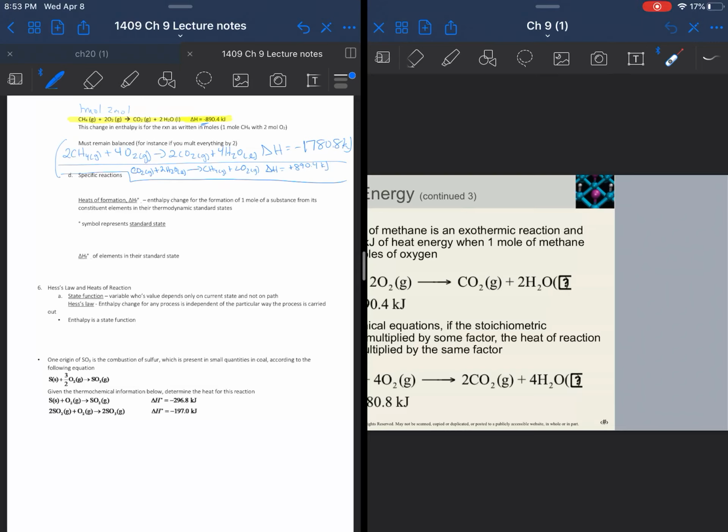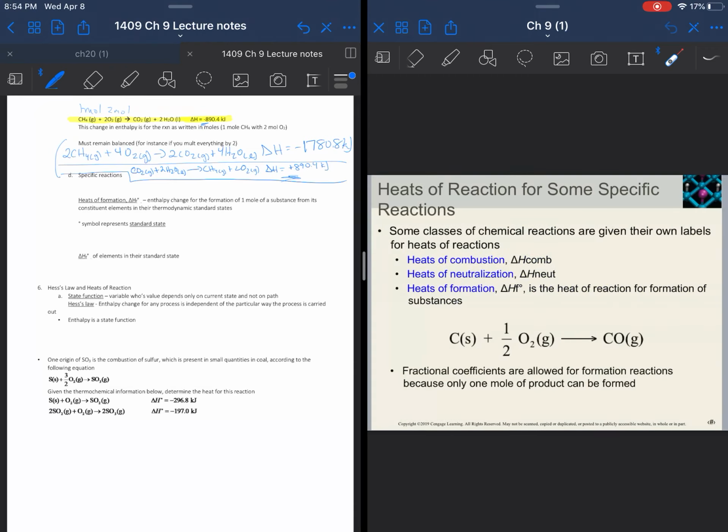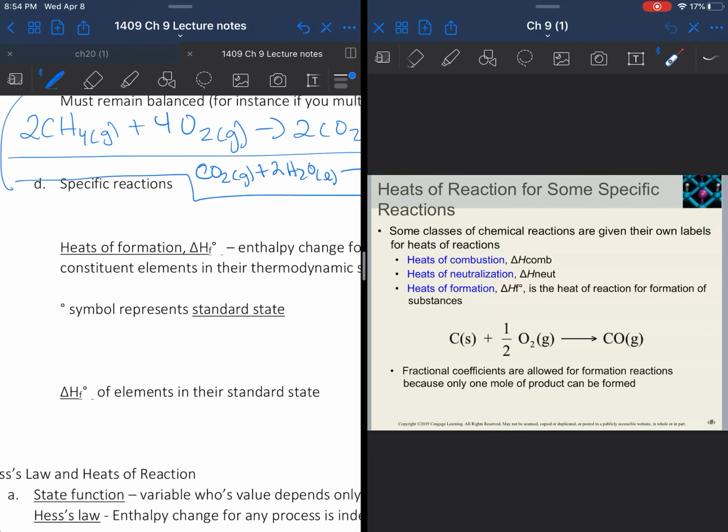These manipulations are going to be important in part 4 video, right? Whatever you do to the reaction, you have to take that into account with delta H. If you multiply, then delta H needs to be multiplied. If you divide, delta H would need to be divided. If you flip it, the sign needs to be flipped.